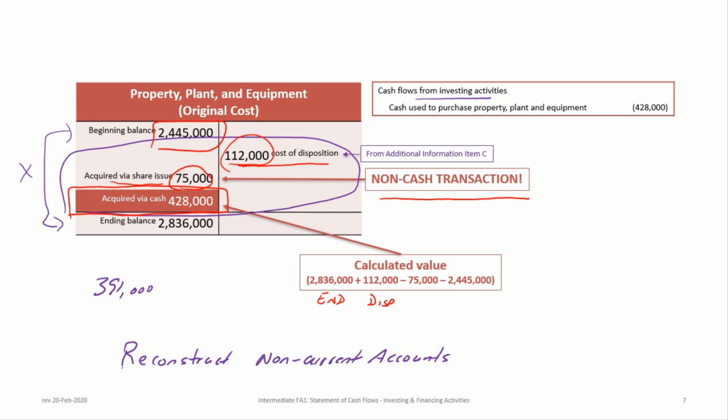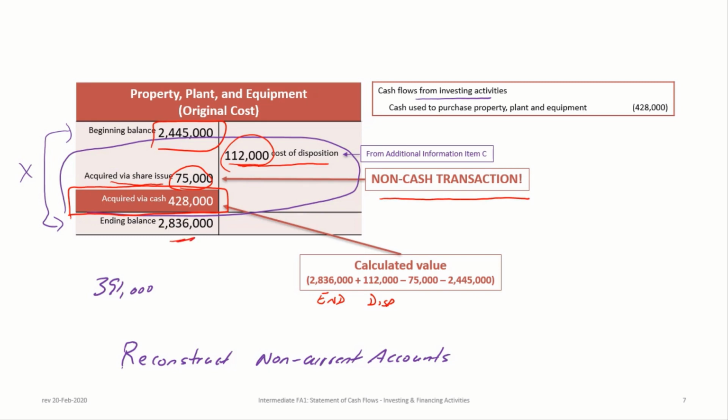And if you review material from your prerequisite course, you'll recall that we must remove the asset, both its cost and accumulated depreciation, and that gives us net book value, and the difference between the cash proceeds and net book value is a gain or loss.